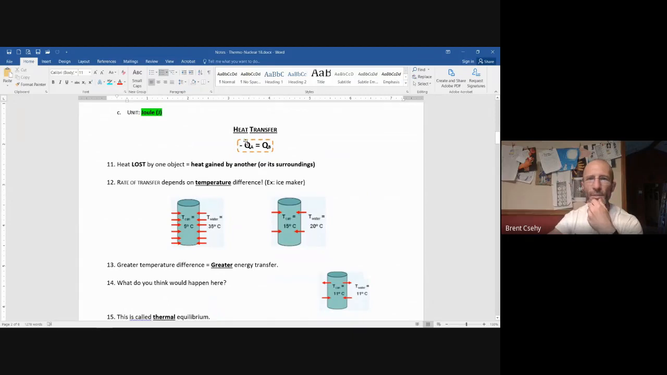Heat transfer. The symbol for heat is Q. Of course, you don't have to know this. This isn't a formula. It's just kind of a principle. It basically says right here, heat lost by one object is heat gained by the other object or its surroundings. Again, back to the concept that energy is neither created nor destroyed. It just doesn't disappear. It goes somewhere.